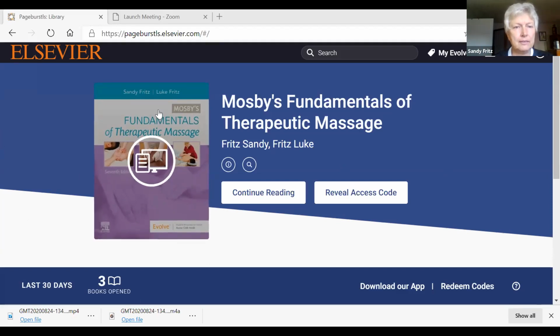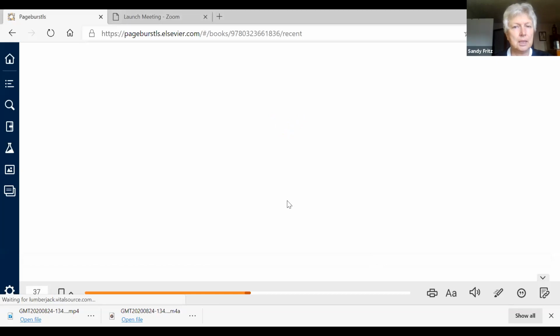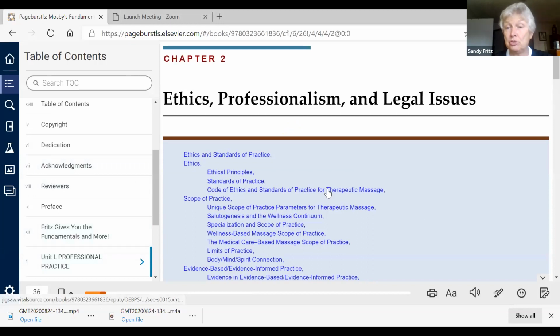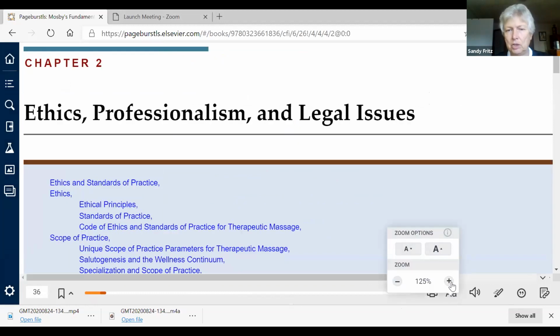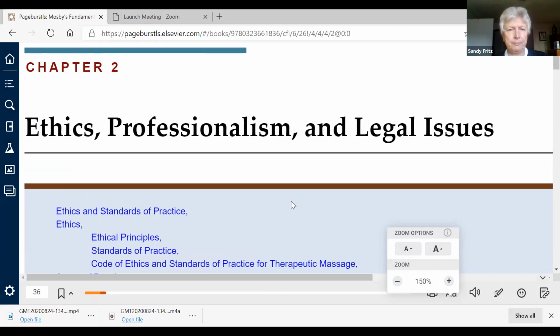So let's click on the book and open it. And here we go. Here's our Chapter 2 that we are going to work with. Let's first look at the table of contents here. I am going to make this full screen, and I'm going to increase the font. And remember, you can also have this book read to you down here at the microphone.